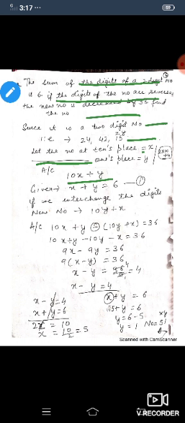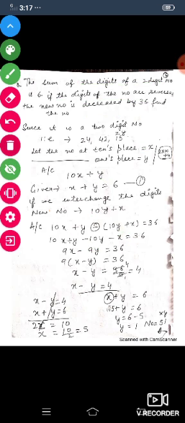Then in the second line it is said that if the digits of the number are reversed, means x goes at 1's place and y goes at 10's place, then what will be the new number? It will be 10y plus x. And then he is saying the new number is decreased by 36. It means when the second number is subtracted from the first number, the answer is 36. It means 10x plus y minus 10y plus x is equal to 36.